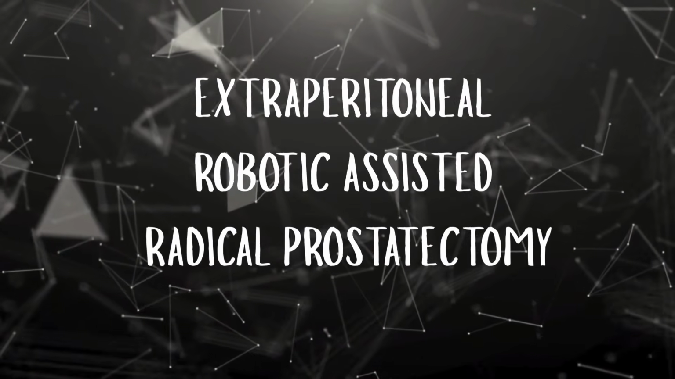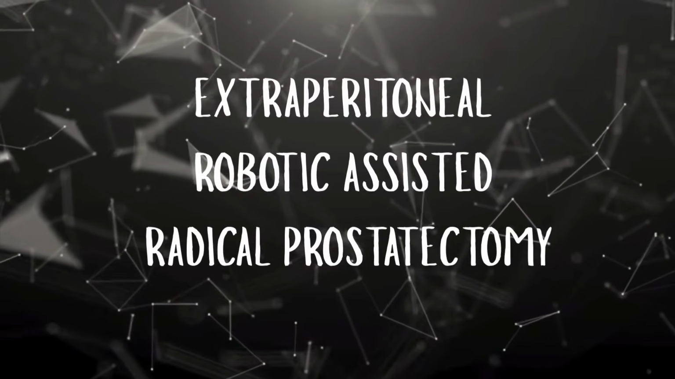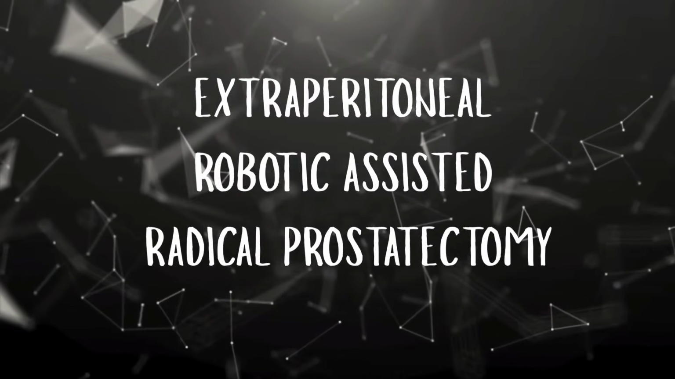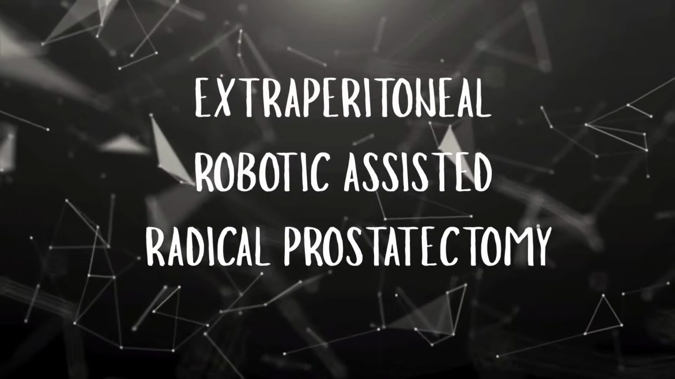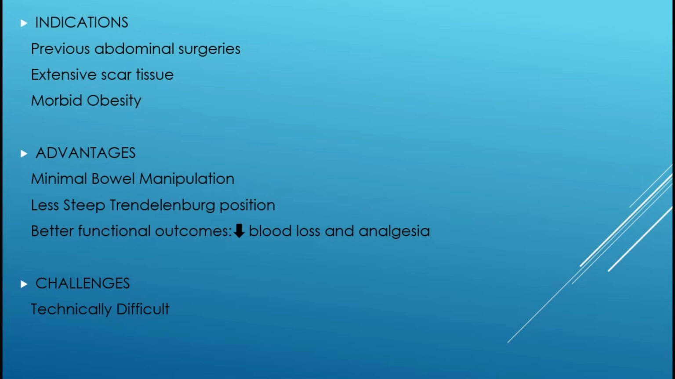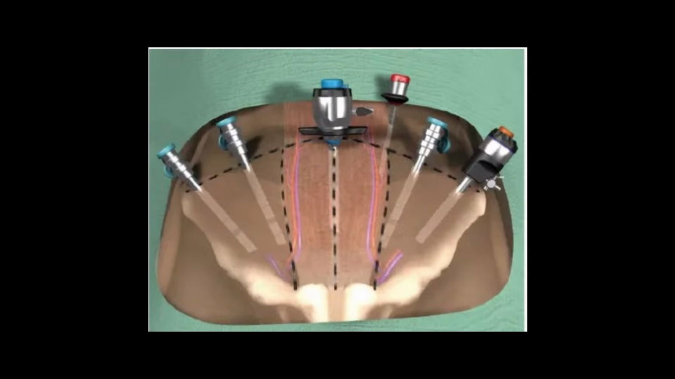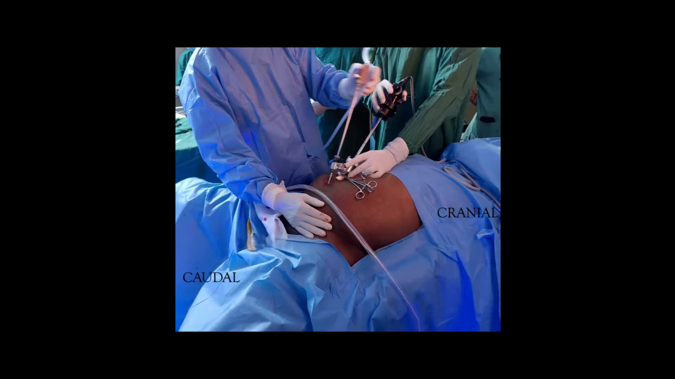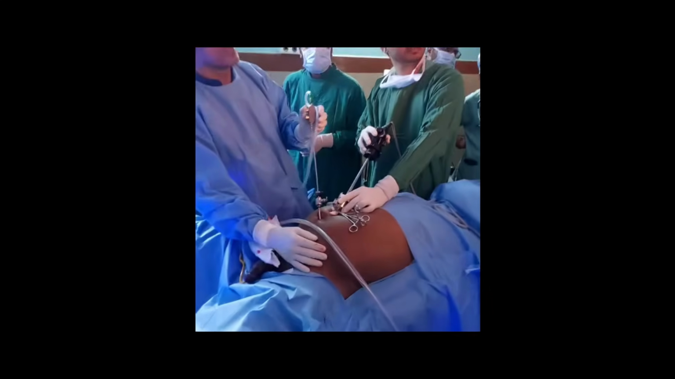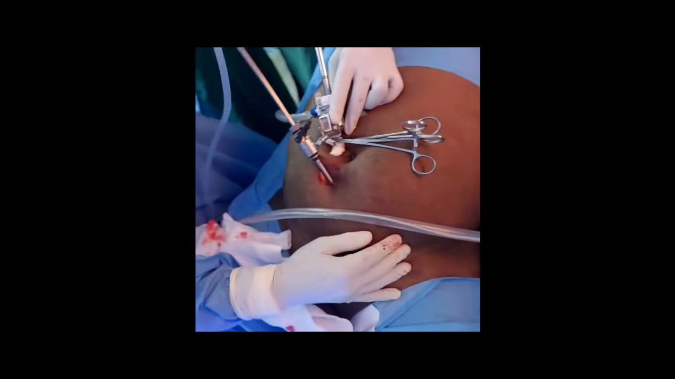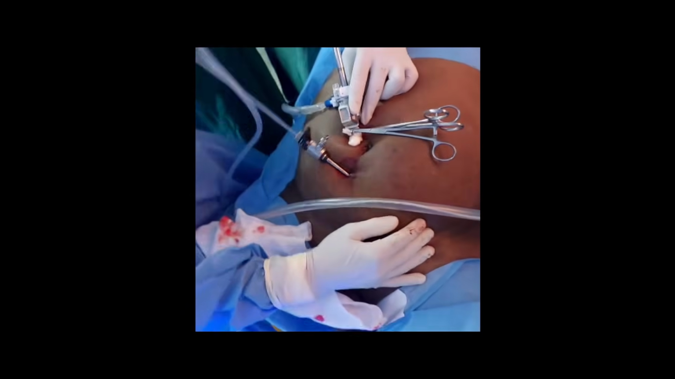Total extraperitoneal access for robotic assisted radical prostatectomy (RARP) for localized carcinoma of the prostate. This patient is a high-risk patient, a 67-year-old male with high BP on triple antihypertensives, and he had a TURP done for a hematuria. PSMA PET showed a pulmonary embolism in the left pulmonary artery, and there was a right lower limb full venous thrombus up to the iliac.